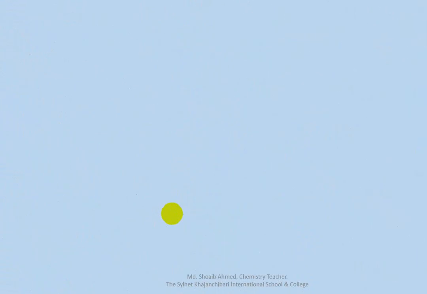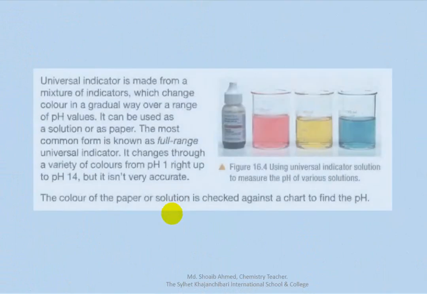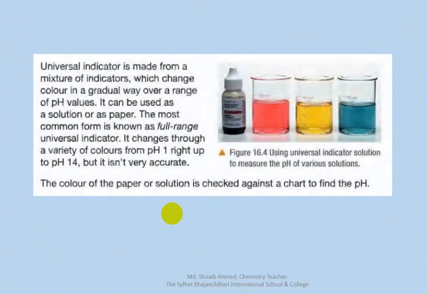So an indicator is a substance which changes its color to show whether something is acid, base, or neutral. Universal indicator is made from a mixture of indicators which change color in a gradual way over a range of pH. It changes color gradually, like red, green, purple, yellow, over the range of pH values.